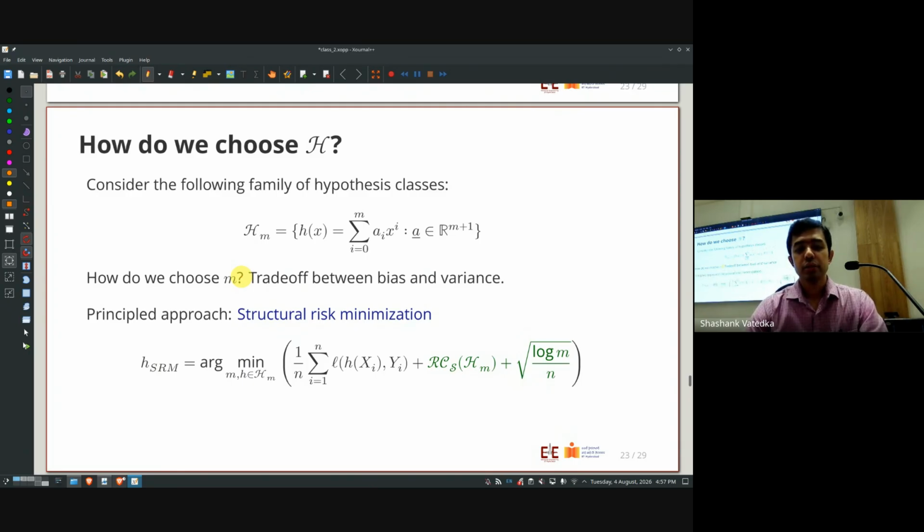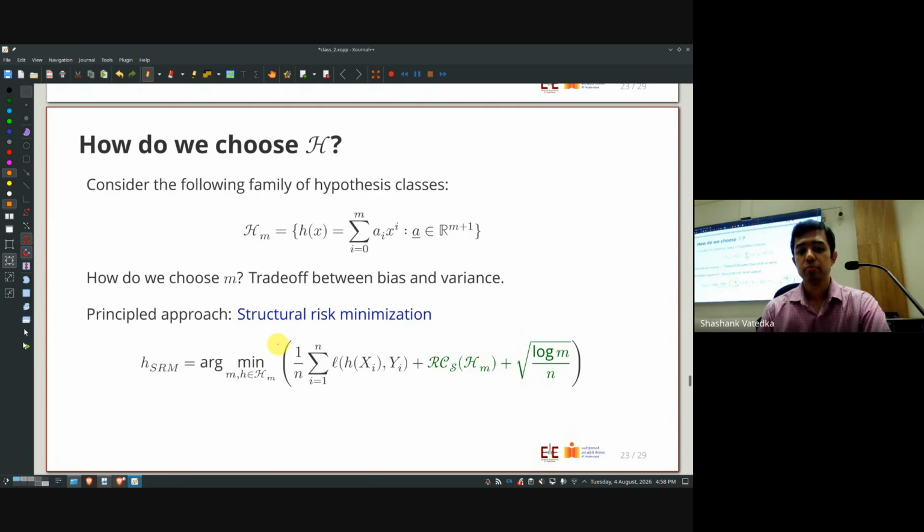But then it turns out that there's a more principled approach for choosing the hypothesis class. In this case, this m is sort of a free parameter that you're allowed to choose. I'm restricting myself to polynomial classifiers, right? It's a family of hypothesis classes where this m can be chosen. Larger m means it's more complex. Smaller m means it's simpler. So m equal to 1 gives me a linear classifier. m larger than 1 gives me higher degree polynomial classifiers.